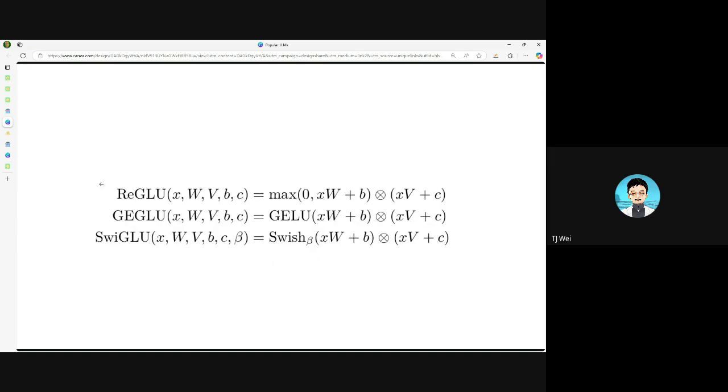So they basically consider three different GLU variants, like ReGLU. This one is using ReLU as the nonlinearity function here, and using GEGLU as nonlinearity, which is another nonlinearity function here, and they are using the Swish. As I remember, Swish is also a nonlinearity function provided maybe by Google. So it is also a popular nonlinearity function. Also, they are using these different kinds of things.